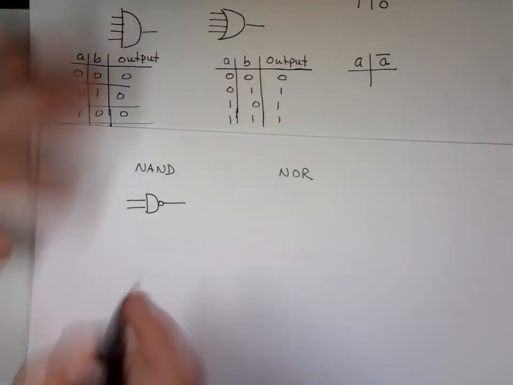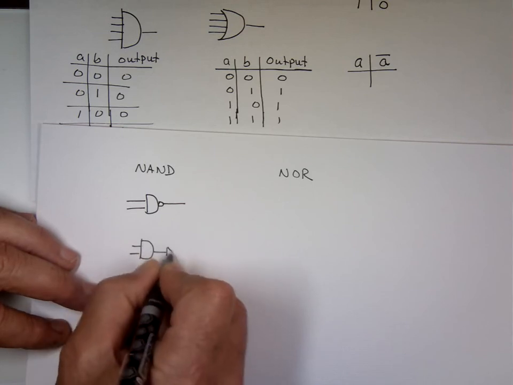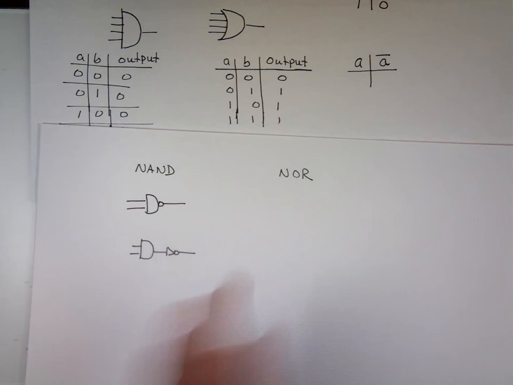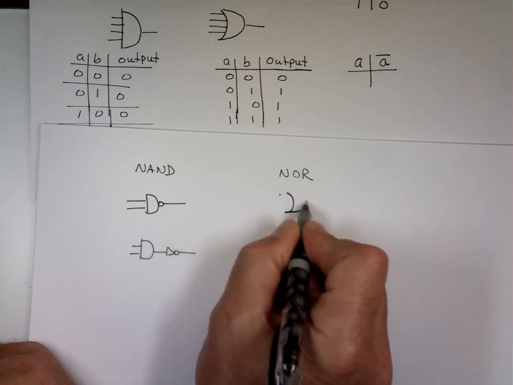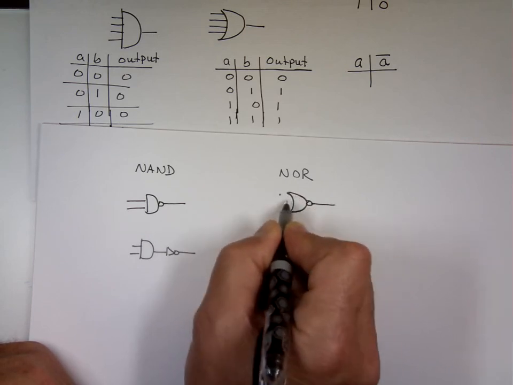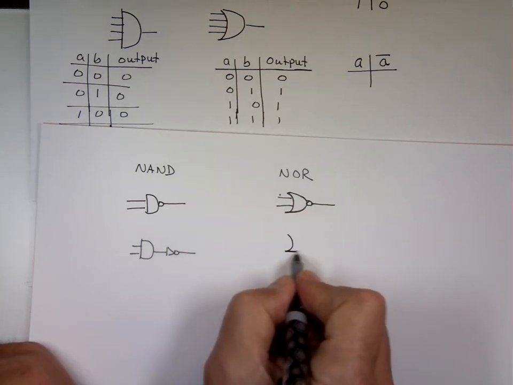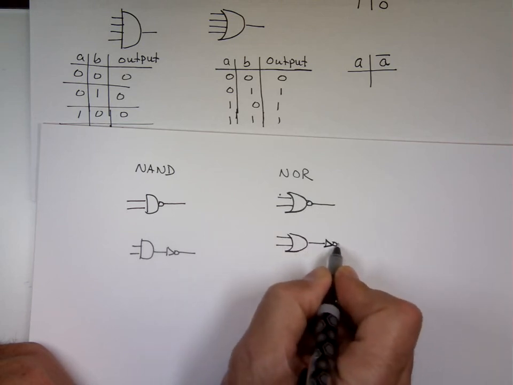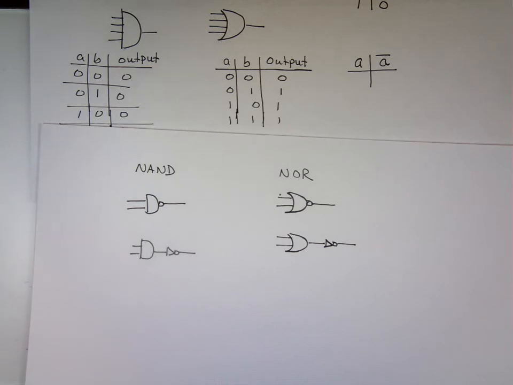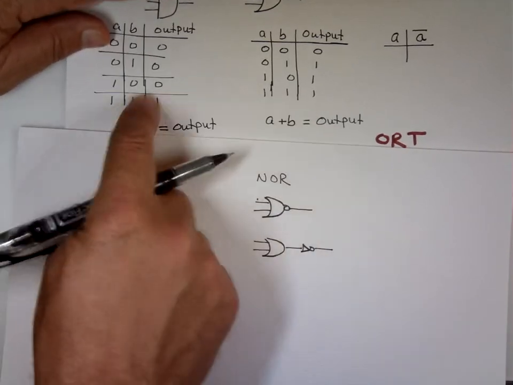So that means it's an AND gate with the NOT at the end of it. You have 2 gates put together. For a NOR gate, anytime you see a little bubble, a circle, that means a NOT. A NOR gate is an OR gate with the NOT added to it. So if you look at the truth table for the AND and OR, let's look at the NAND.